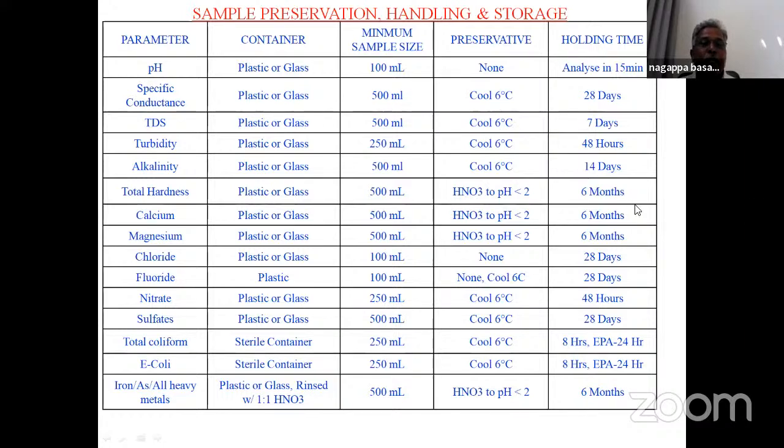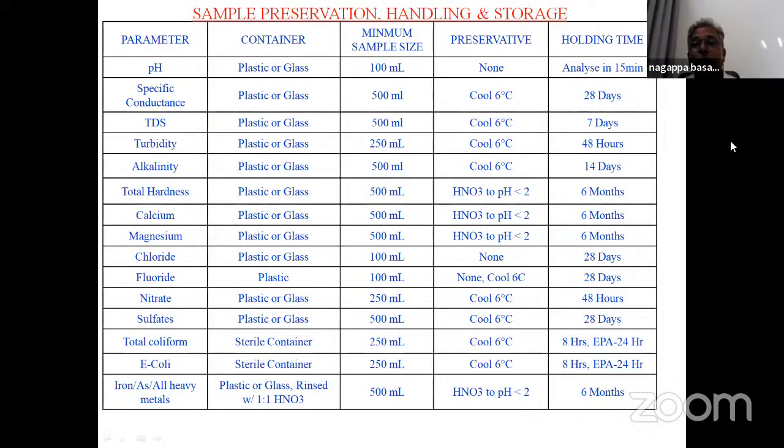You see, for pH, a 100 ml glass bottle can be used. We should analyze the samples within 15 minutes at least. As per the records, we have to analyze the pH of the sample within 15 minutes. If we keep the sample for 1 or 2 days or 1 week, due to the buffering action, the pH is going to vary. That's why field monitoring of pH is highly advisable.